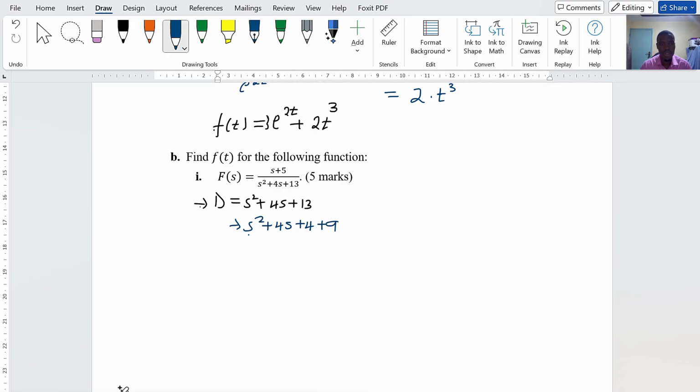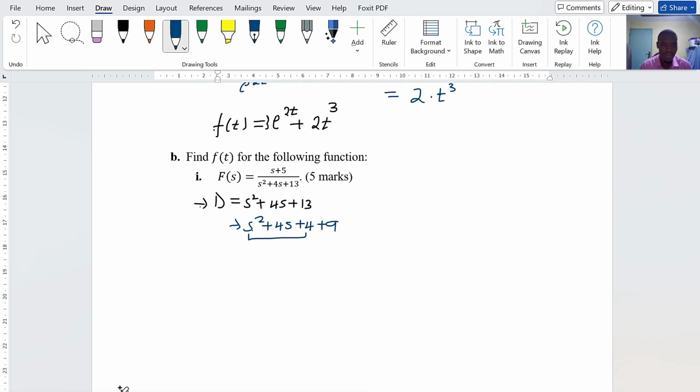But remember, we can factorize the denominator. So s squared plus 4s plus 13, but 13 can be split as 4 plus 9 because we can't factorize it. If you try two numbers that multiply to give you 13 and add to give you 4, you can't get that. So that is why you look for the way you can split this.